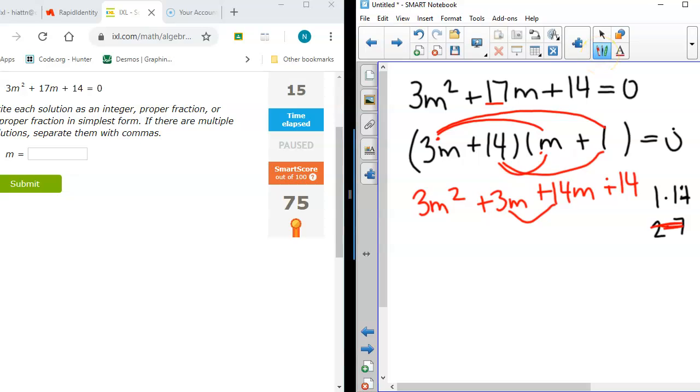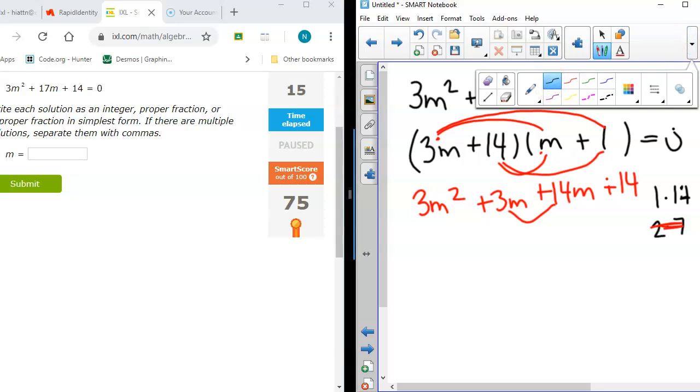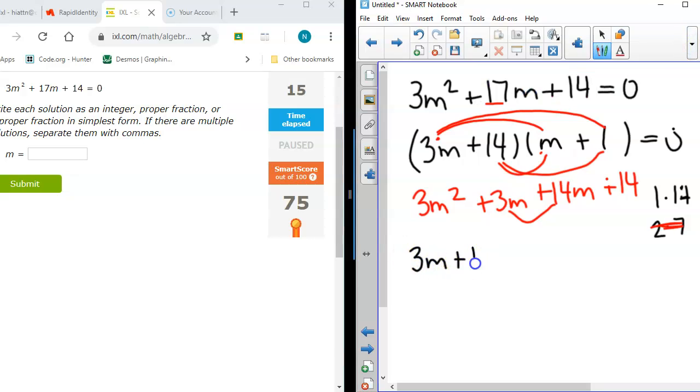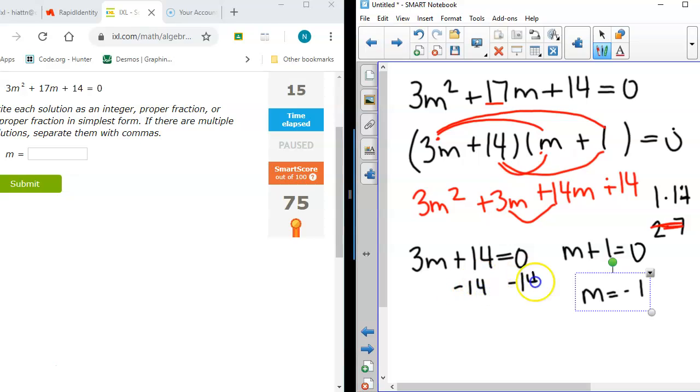So we need to take each one of our factors now, 3m plus 14, and set it equal to 0. We also need to take our m plus 1 and set it equal to 0. I'm going to solve that second one first because it just looks easier. So if I subtract 1 from both sides, I get m equals negative 1. Over here, I've got to do minus 14, minus 14. So 3m equals negative 14. And I'm going to divide by 3, divide by 3. So m equals negative 14 over 3.